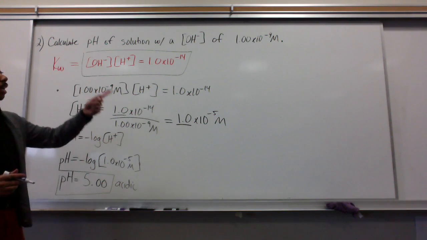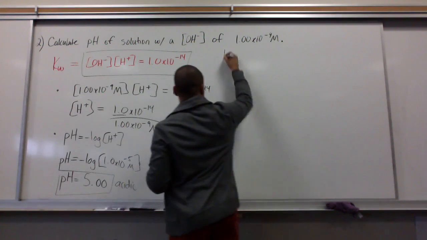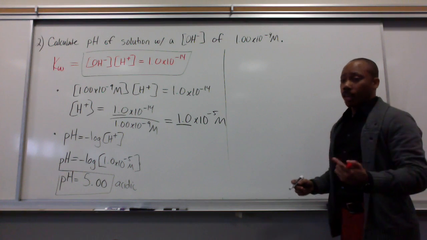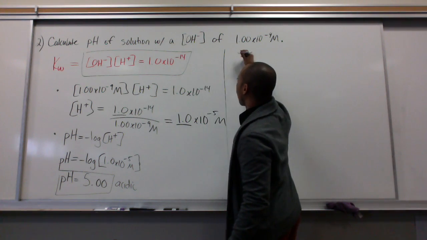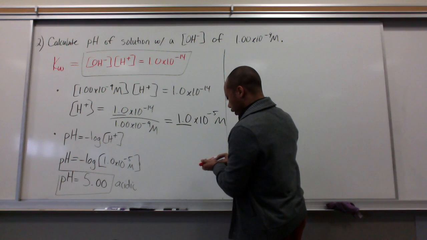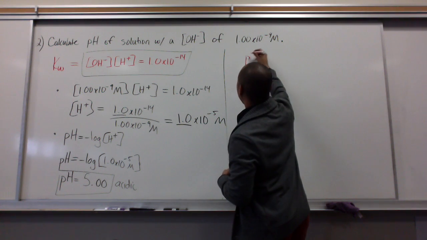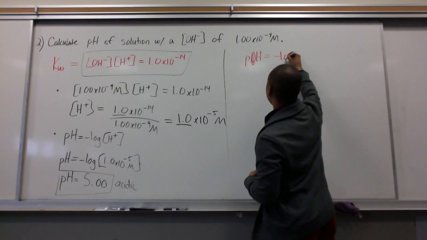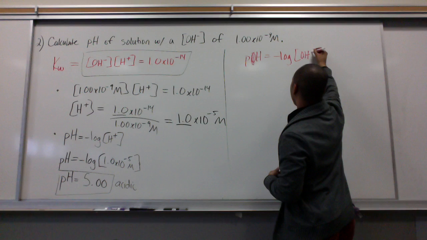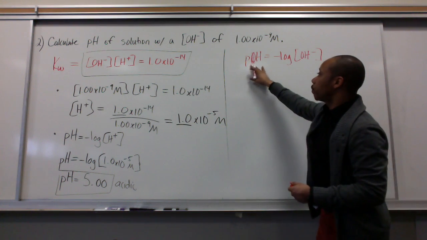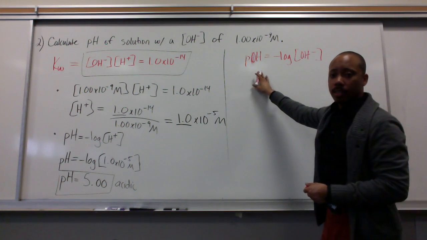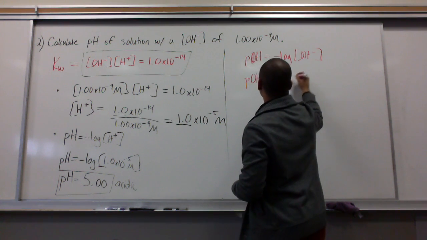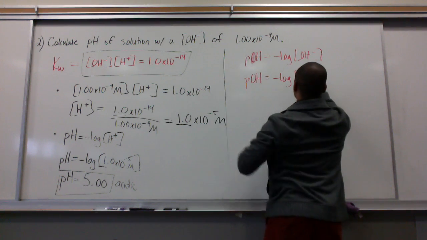I can do the same thing over here using a different method. Now we learned about pH, we also learned about pOH. So given the concentration of hydroxide ions, I can use a different equation. pOH is equal to the negative log of the concentration of OH minus. It's different than pH, but it's still applicable. We can still use it. So pOH is equal to the negative log of my hydroxide concentration.